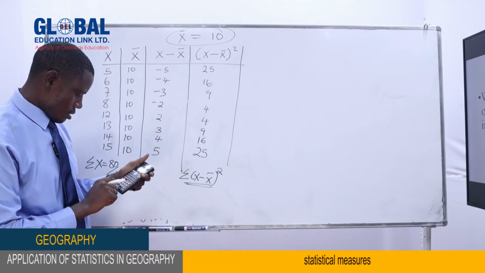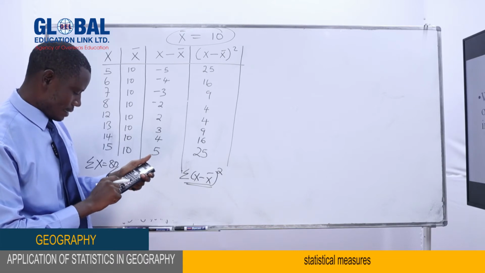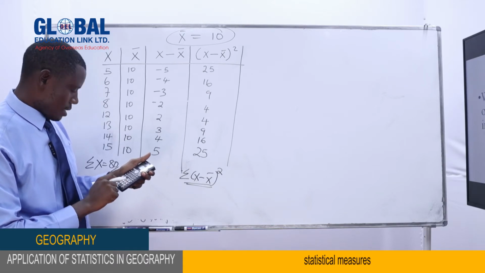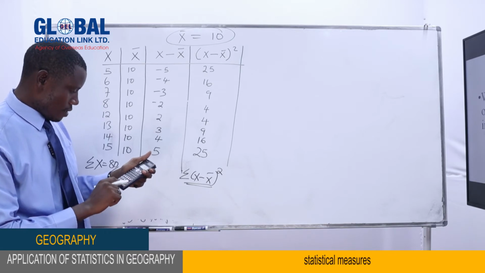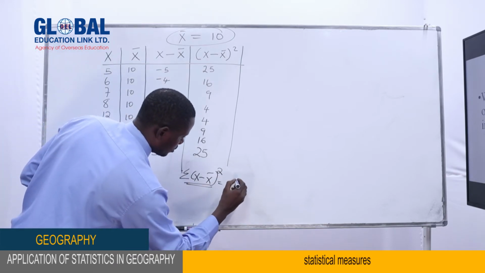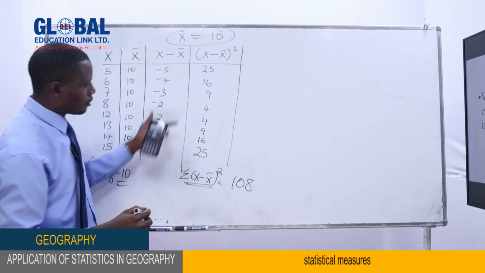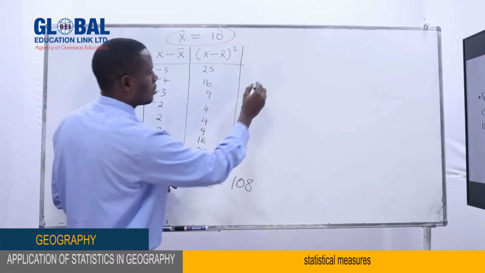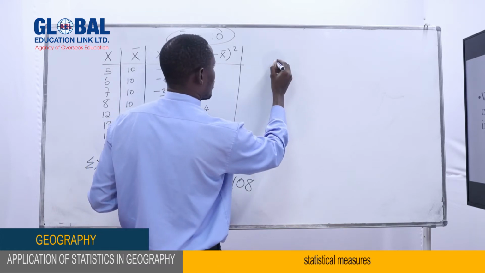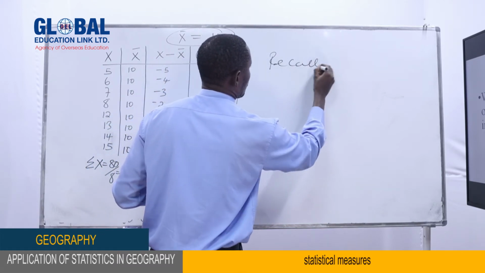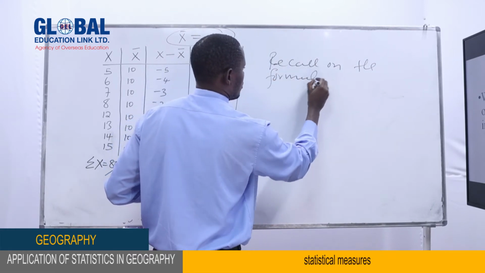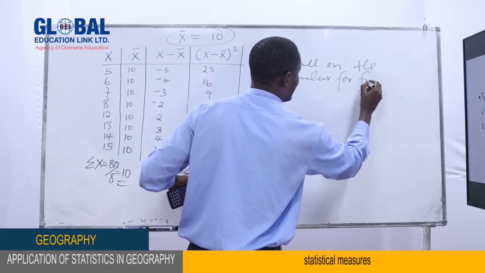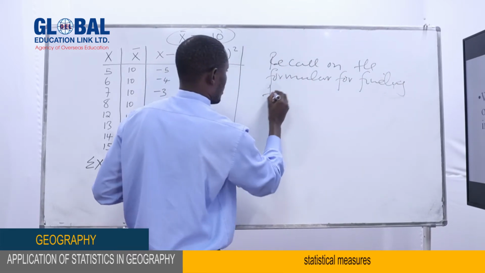So we start with 25 plus 16 plus 9 plus 4 plus 4 plus 9 plus 16 plus 25. Then we come up with a total of 108. That's the total for that particular column. Then we just recall the formula for finding the variance.